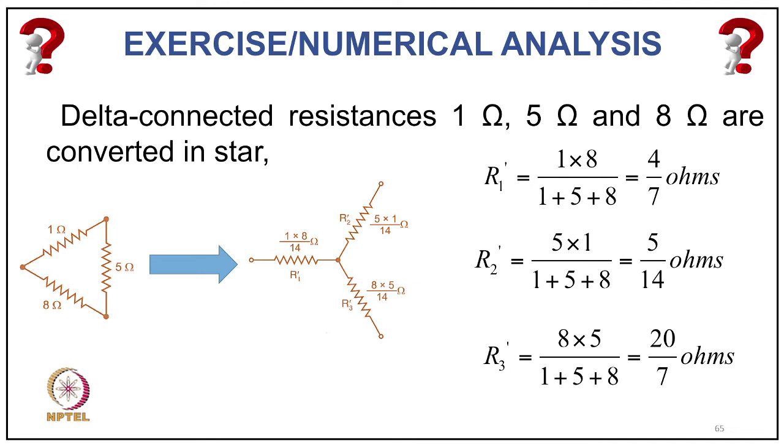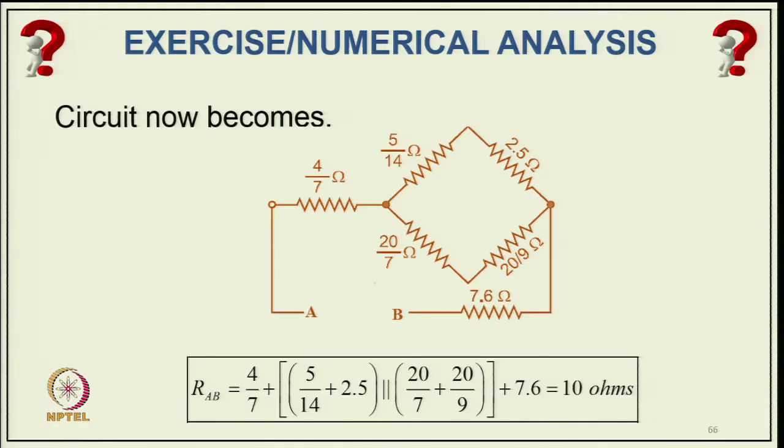Now, connecting this equivalent star, you can see this network becomes quite simplified. There is one resistance, then the addition of 2 with the parallel of that, and we can easily find out this equivalent R AB, along with another resistance on this side. So, it comes to 10 ohm.